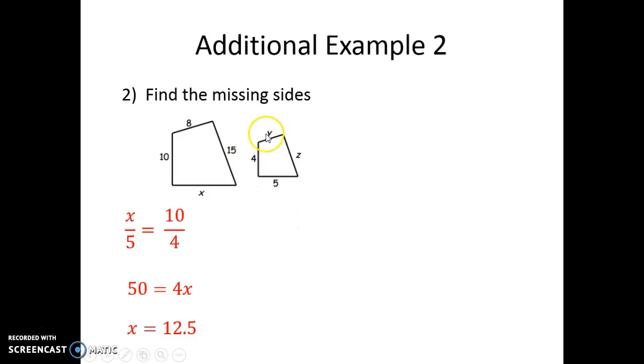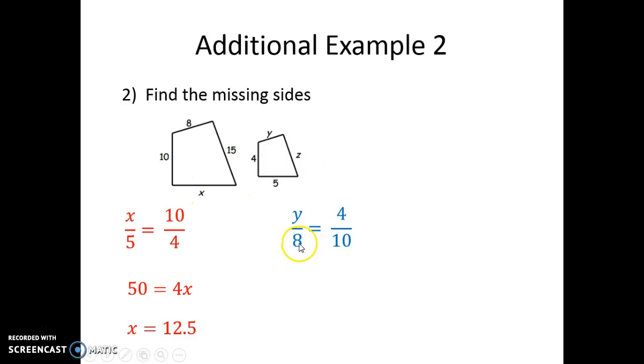Now for y, I could use what I figured out for x, but I'm going to keep using the sides that I was given, which were 4 and 10, to compare y with 8. So I'm going to start with y over 8, and because I have y on the top, that means I have to have 4 on the top for my other fraction. I can't use 15 or 5 because I don't know the corresponding sides of x or z.